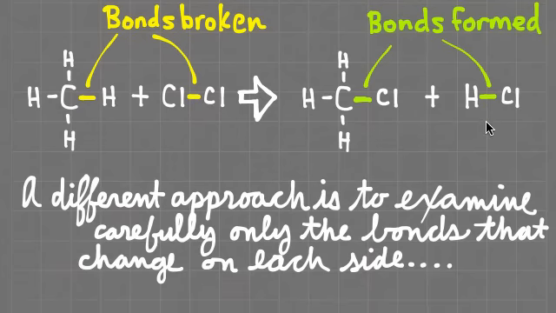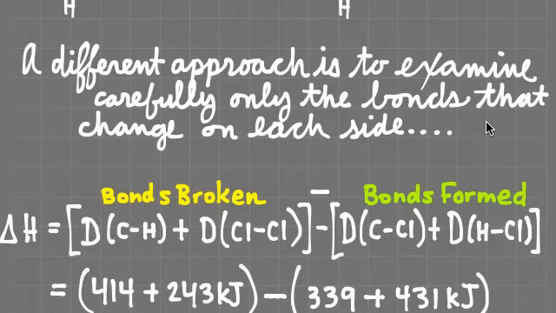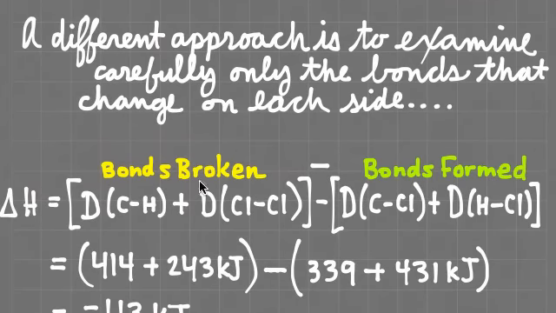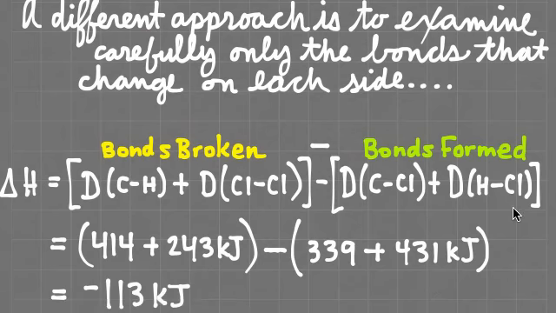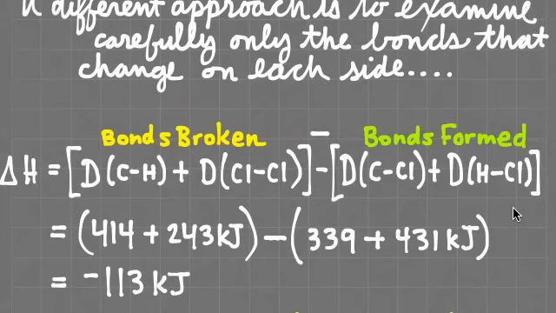In a way, that's a lot simpler. Fewer numbers to worry about. So I'm going to break one carbon-hydrogen bond. I'm going to break one chlorine-chlorine bond. I'm going to form one carbon-chlorine bond, and I'm going to form one hydrogen-chlorine bond. And that comes down to this, same number. Not surprised. Should be the same number.